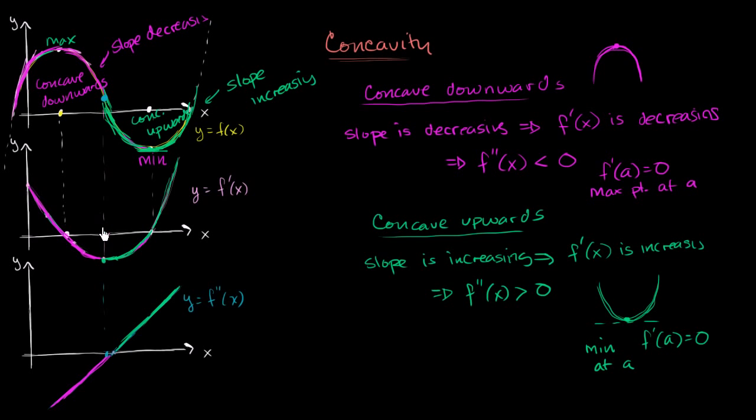So this must have some type of special name, you're probably thinking, and you would be thinking correctly. This point at which we transition from being concave downwards to concave upwards, or the point at which our derivative has an extremum point, or the point at which our second derivative switches signs like this, we call an inflection point.